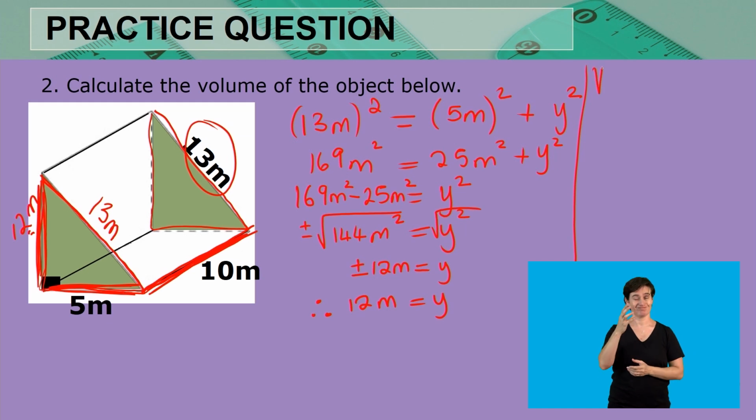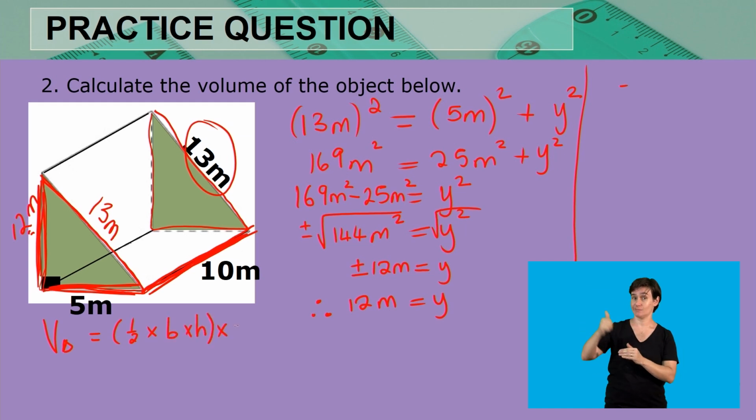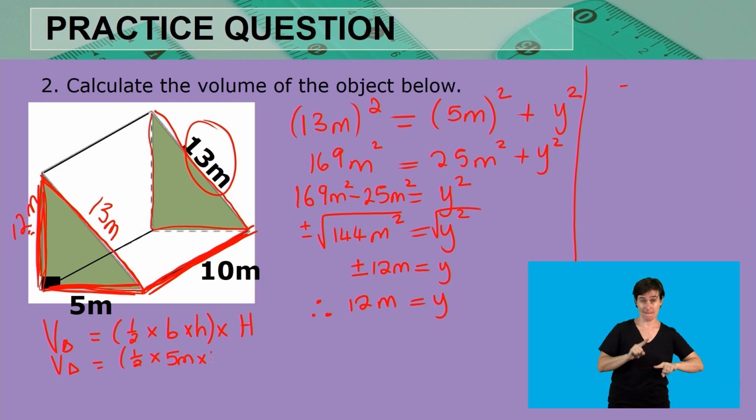So remember, the volume of a triangular prism will be, now let me write it down here since we have more space there. The volume of a triangular prism will be 1/2 multiplied by the base multiplied by the height. And we are going to multiply this by the height of the prism. So the volume of this triangular prism is going to be 1/2 multiplied by 5 meters, which is the base of our triangle, multiplied by 12 meters, which is the height of our triangle. And lastly, we are going to multiply this by the height of the prism, which is going to be the 10 meters.